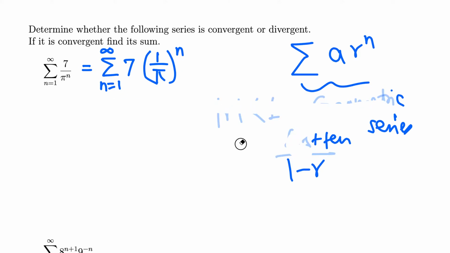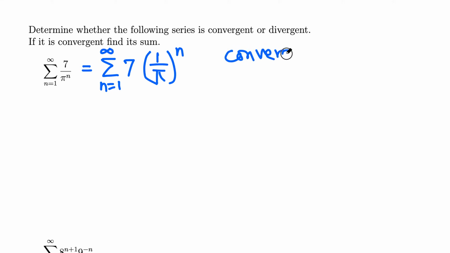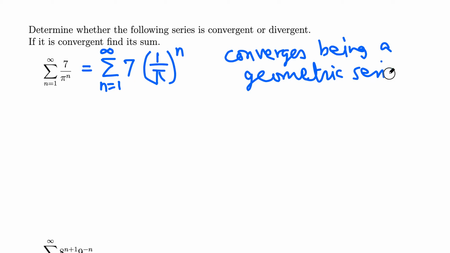So let me write that. This is a geometric series with common ratio 1 over pi, which is less than 1, so it converges. Being a geometric series with the absolute value of r being 1 over pi, just a positive number, which is less than 1, this converges.